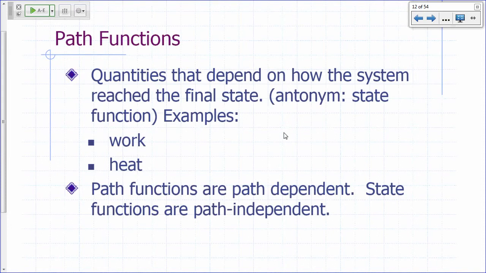Path functions, okay, are quantities that depend on how you got to your final state, your current equilibrium state. So this would be the opposite of a state function. Examples of path functions are work and heat. Okay, path functions depend on how you get there. So if you reach a particular state and it requires heat or work to get there, it depends on what you actually did to get to that particular state.